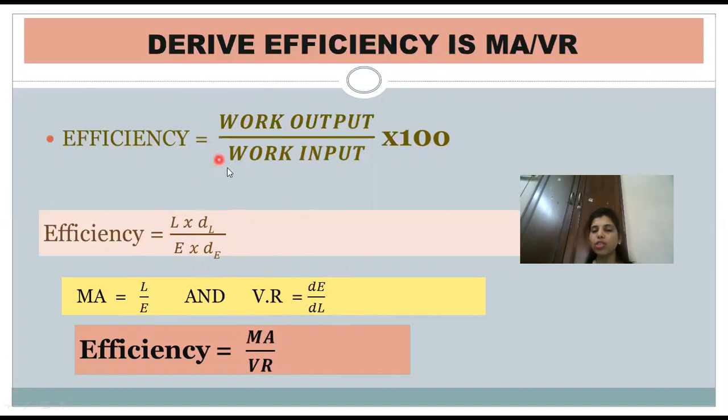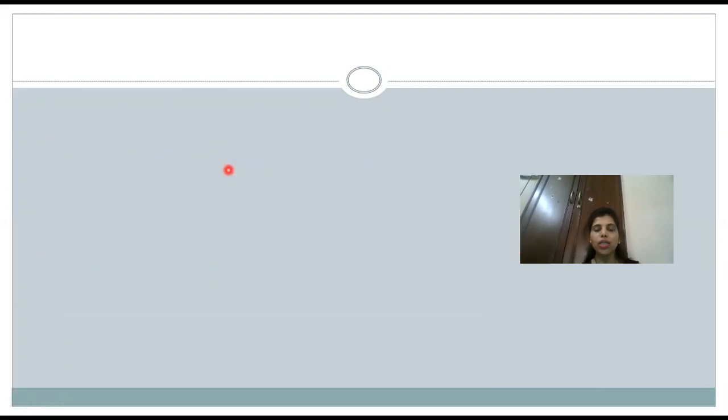This particular derivation is very important from the scope point of view. Please write it down in your notebook. So now I hope till here it's clear, children. Now we go to the next slide.